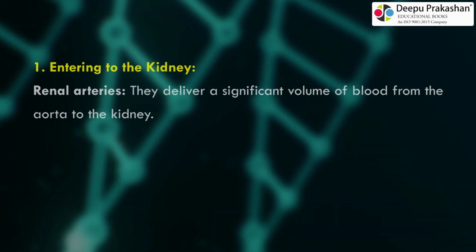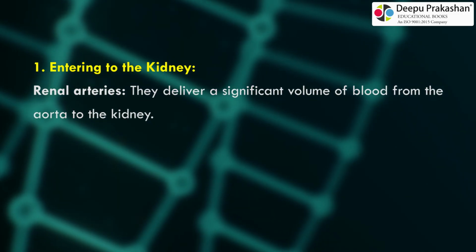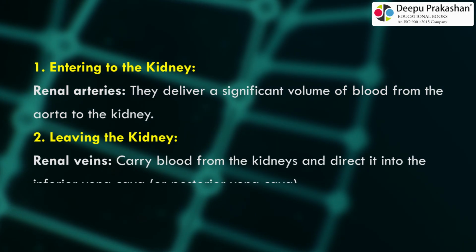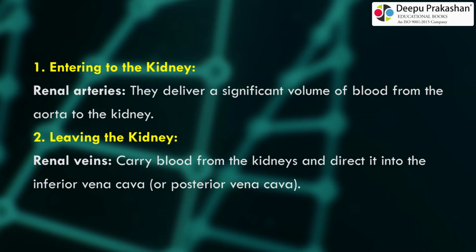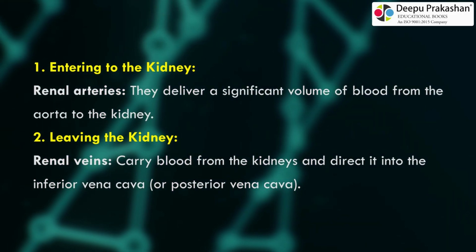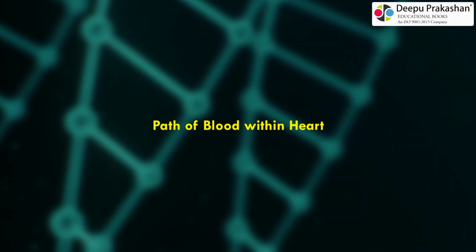Kidney. 1. Entering the kidney. Renal arteries deliver a significant volume of blood from the aorta to the kidney. 2. Leaving the kidney. Renal veins carry blood from the kidneys and direct it into the inferior vena cava or posterior vena cava.